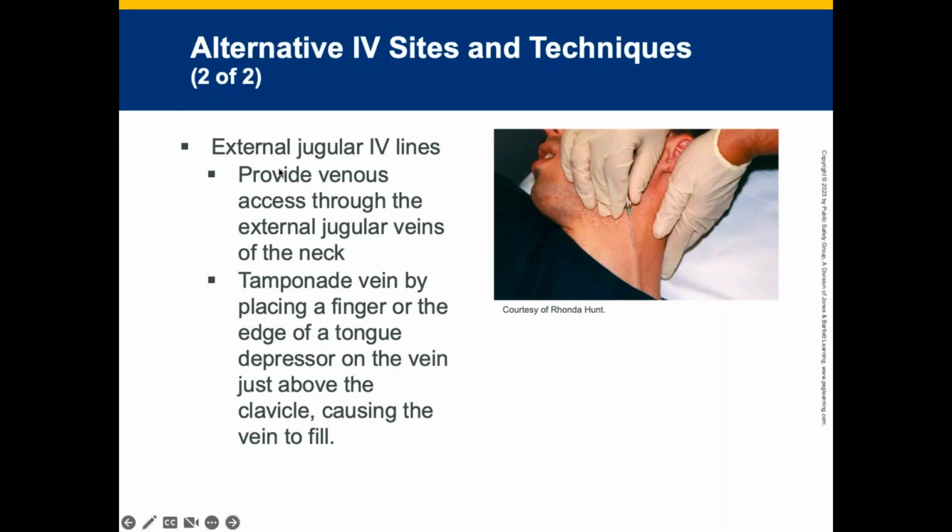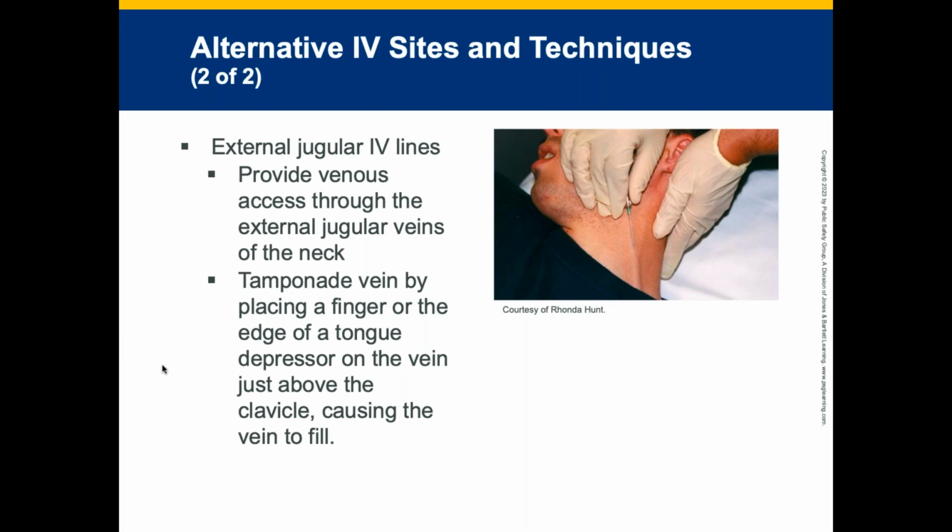This is an external jugular vein. Nothing that you guys will be accessing as an advanced EMT. This is a paramedic skill in New Hampshire. It provides venous access to the external jugular vein. So what we do is you don't put a tourniquet or restriction band on. Please do not put a restriction band on these patients. All right. We're not there to choke them out.